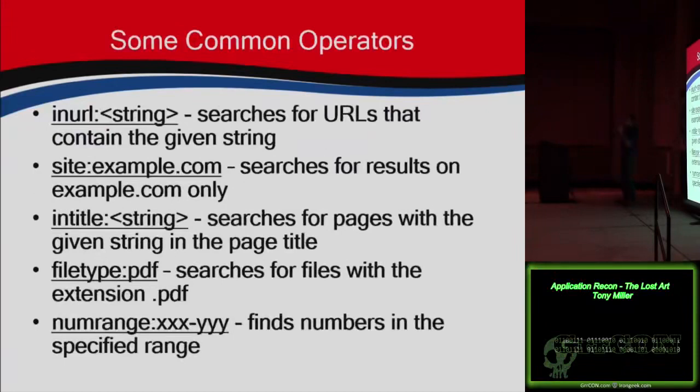So, some of those common operators. Now there's a bunch. You can do a search for advanced Google operators and get a bunch of lists. These are some of the more common ones that you're going to see in use, and definitely in some of my examples that you'll see in a minute. inurl, really simple. If I've got a string, I want to find all search results that have that particular string in the URL. So, admin. That's a pretty common one.